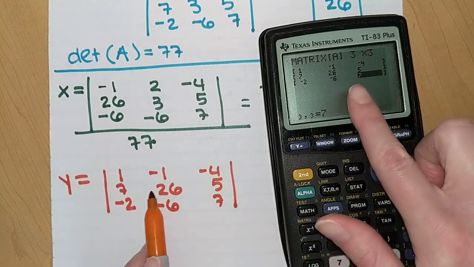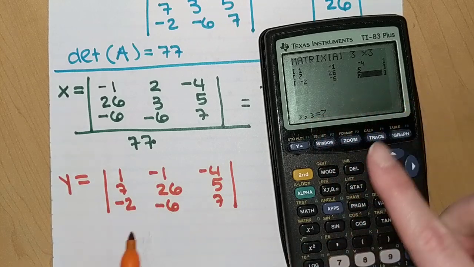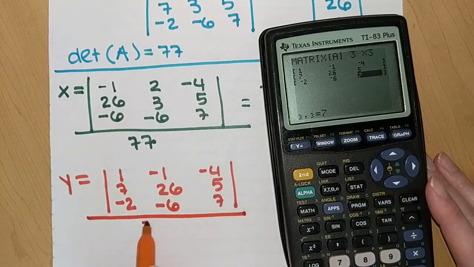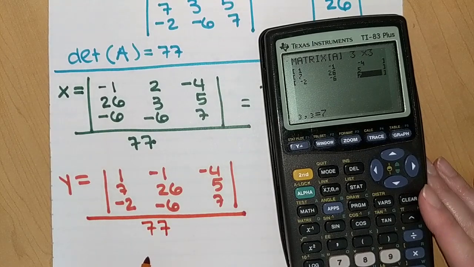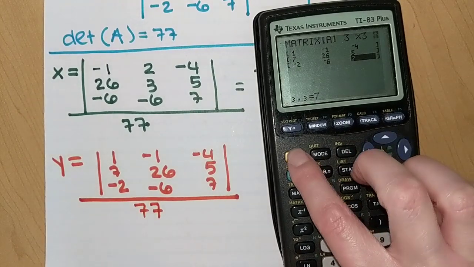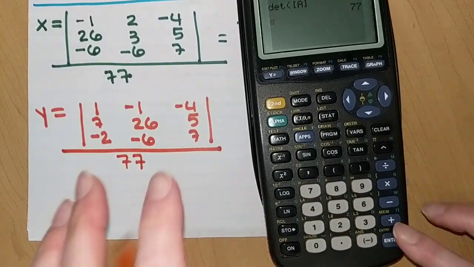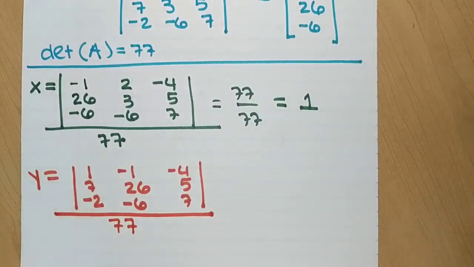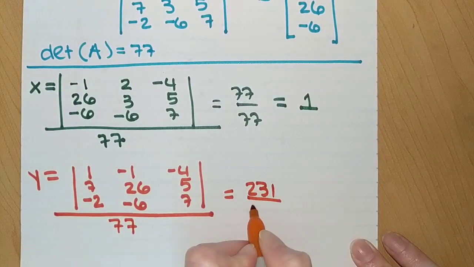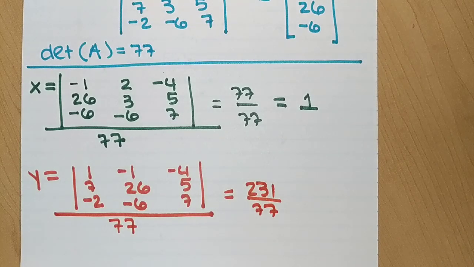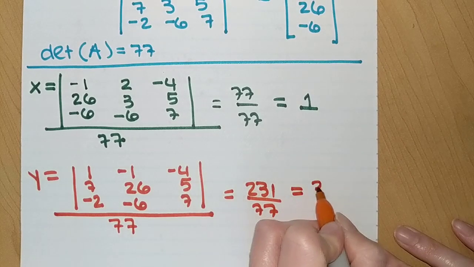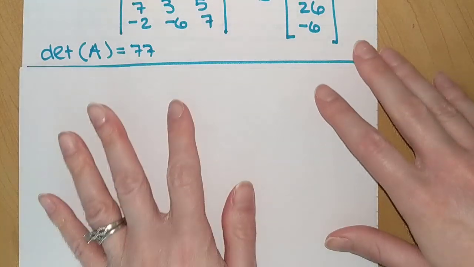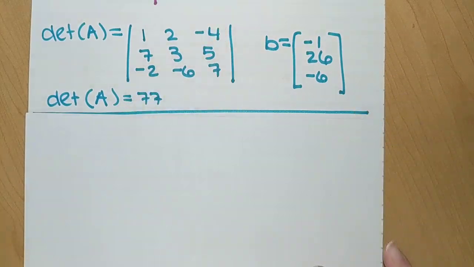So let's just double check: 1, -1, -4, 7, 26, 5, -2, -6, and 7. Now remember that that answer is going to be over the determinant of A, so over 77. So go second quit, and then you can just hit second enter to repeat that same command, and you get 231 divided by 77. So the key thing to remember is that division by the determinant of A, and that gives you 3.